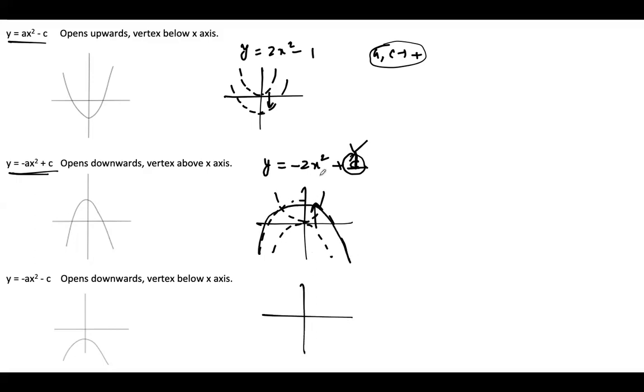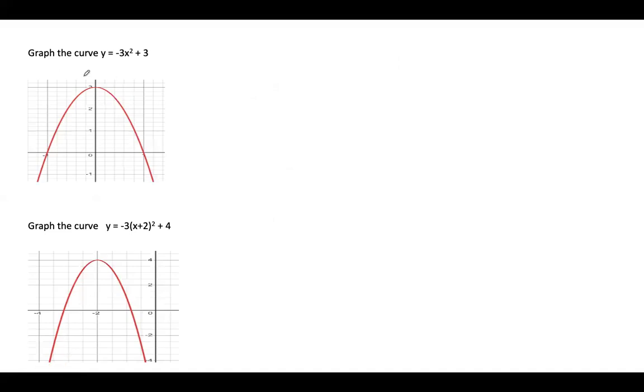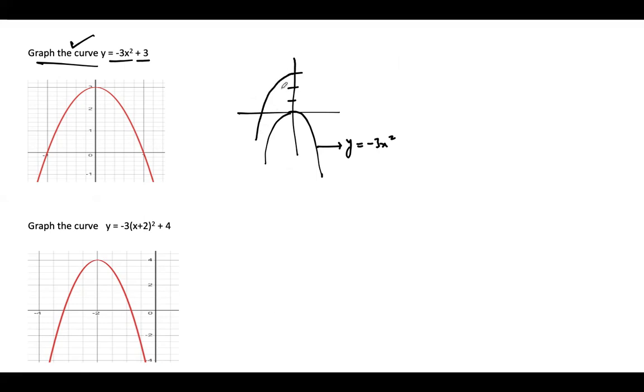If I am saying y is equal to minus 2x square minus 1, then it will be shifted by 1 unit downward. Again, the same thing. If you need to graph the curve y is equal to minus 3x square plus 3, I'll first think about y is equal to minus 3x square. Then it will shift upward by 3 units. And this is y is equal to minus 3x square plus 3.